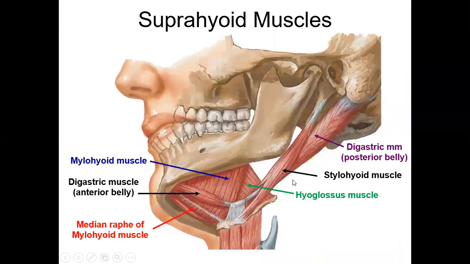Your suprahyoid muscles are what are going to be involved in your submental and your submandibular triangles. We went over the suprahyoid muscles yesterday, but I'm going to go over them again just so they can stick in your brain a little bit better.